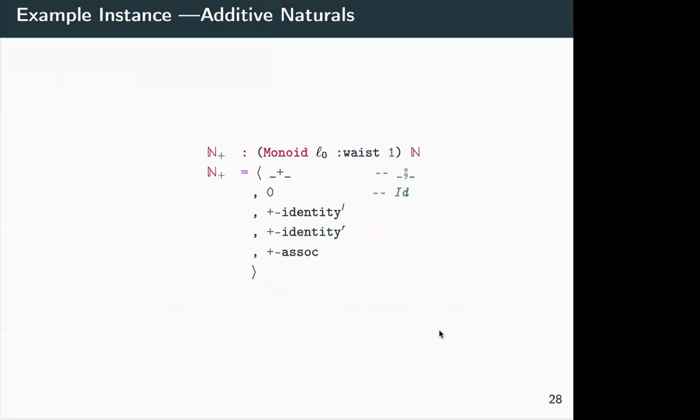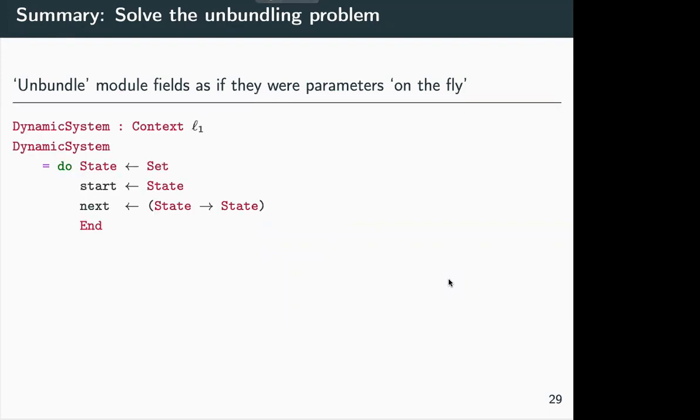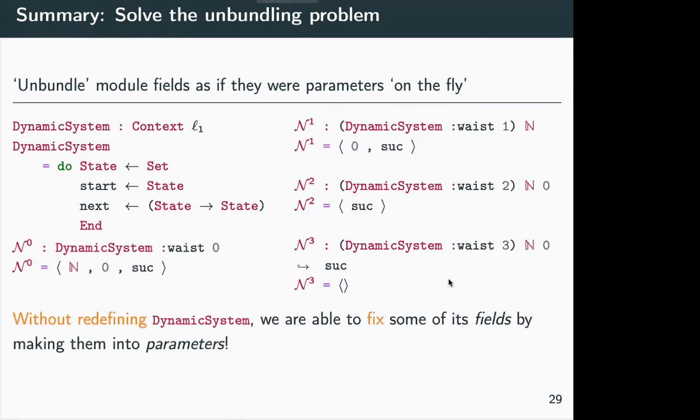And of course, just as you can form these types really easily, you can introduce values in a familiar notation. Here's our monoid. We make it a waist 1 to get a type class or a generic. We instantiate it at the natural numbers, and then we make a value just by a familiar, lovely old tuple, right? So in summary, you can unbundle module fields as if they were parameters on the fly, right? If you have a module such as this, you can just unbundle whenever you like. Unbundling at 0 gives you a record, whereas unbundling at 1, for example, gives you a type class, right? Which you can apply and then make values of.